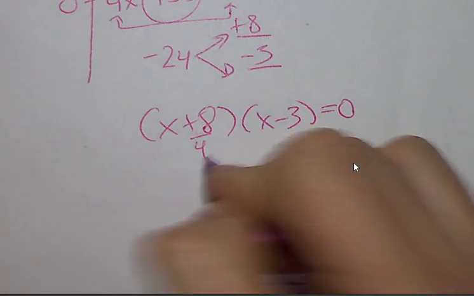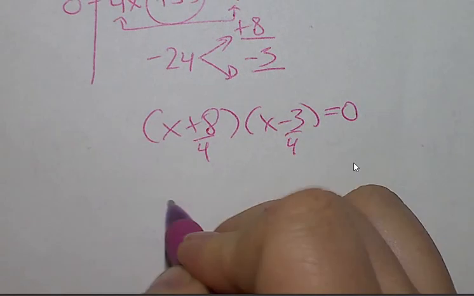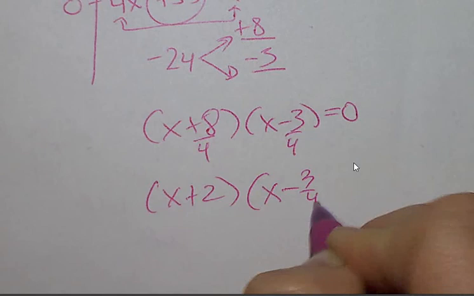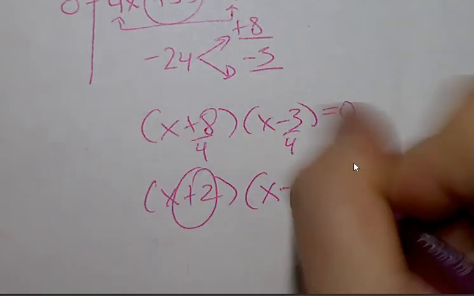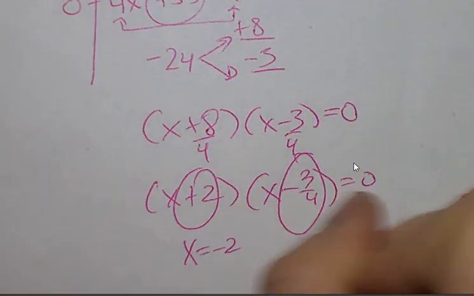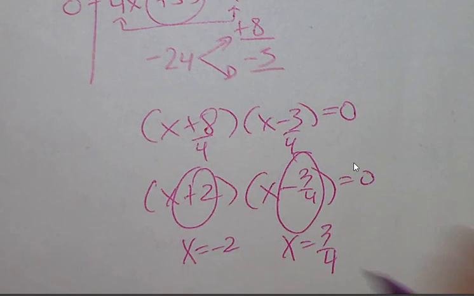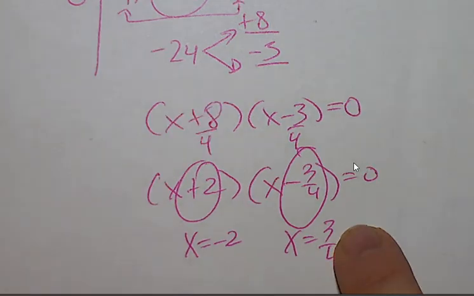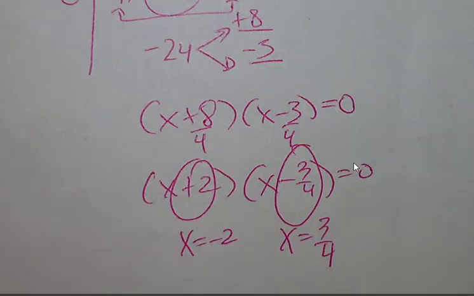Gotcha, Servando. All right, so now we have x plus 2 and x minus 3/4. So this is in factored form. It gives us the exact answers. x equals negative 2 and x equals 3/4. What do we have to check for, Diego? Oh, extraneous solutions. Okay, so what is the decimal form that is equivalent to 3/4? 0.75. Grab your calculator. Are you ready?